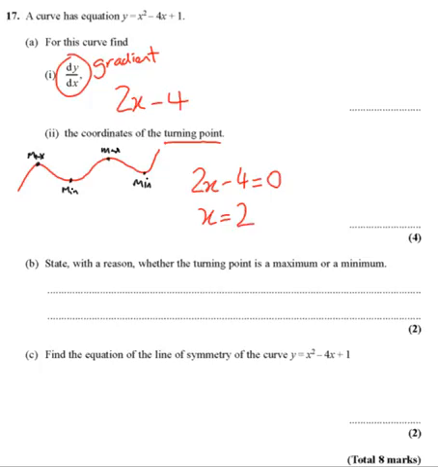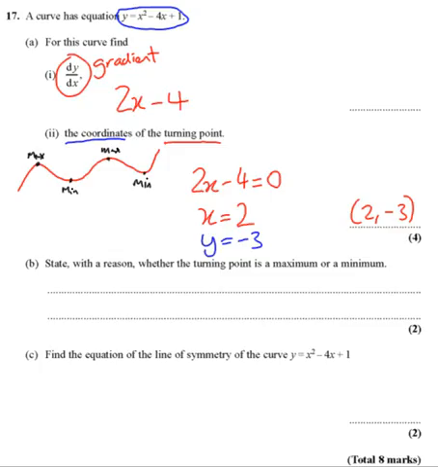But it does ask for the coordinates. So if we're going to have a coordinate, we need an x value and a y value. Where does the y value come from? Well, it comes from the original equation. y equals x squared minus 4x plus 1. So y equals 2 squared, which is 4, minus 4 lots of 2, so that's minus 8, so it's minus 4, plus 1 is minus 3. So the coordinates are 2, negative 3. Is it a maximum or a minimum?